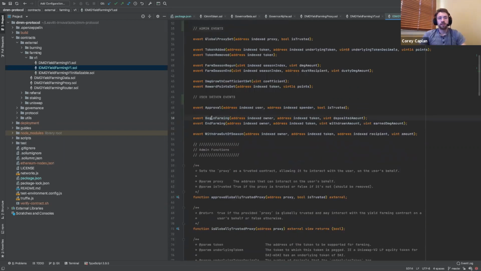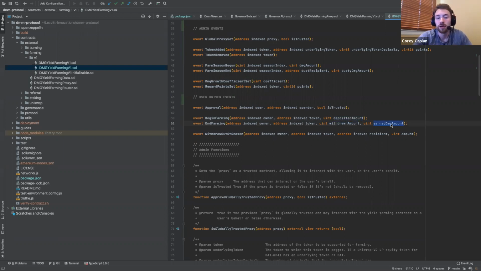So with that, you can see what happens whenever a user begins the farming process. They deposit some token, which could be the liquidity provision token for the mUSDC and USDC pool, as well as the amount that they deposit. Then when they finish farming, it tells you how much they withdraw and how much DMG they earned for doing so.